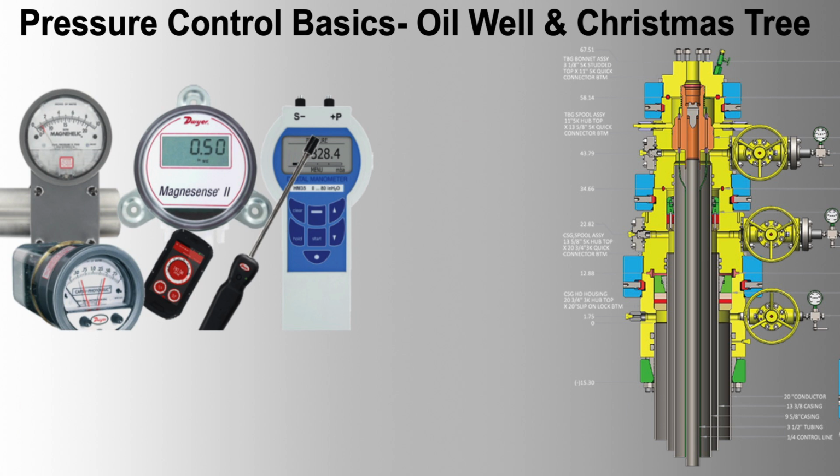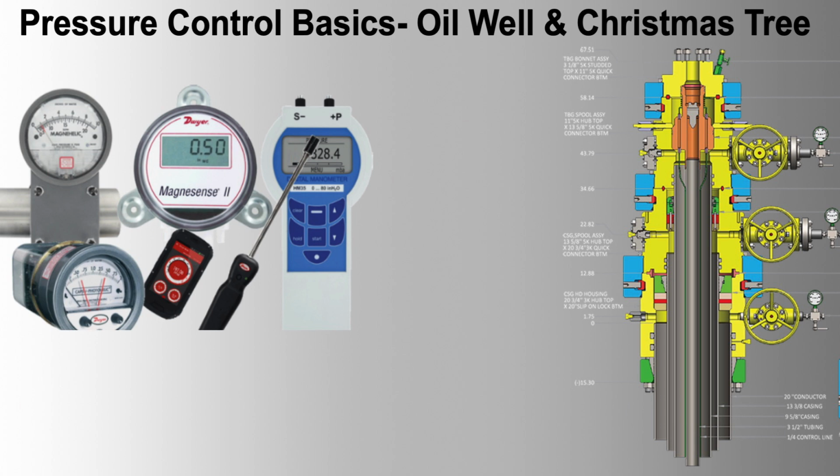2. Redundancy and safety systems. Fail-safes: design systems with fail-safes that activate in the event of a sensor failure or data loss. Emergency shutdown systems, ESD: integrate ESD systems that can automatically shut down operations if dangerous pressure levels are detected.